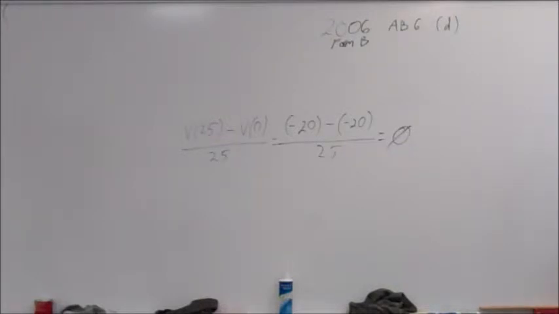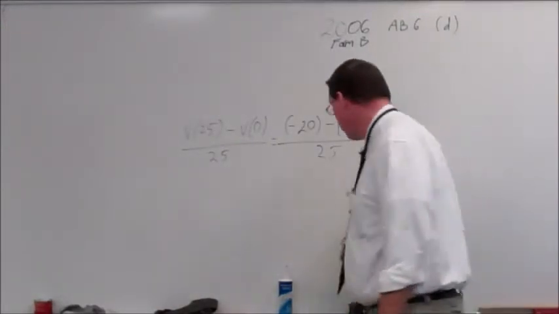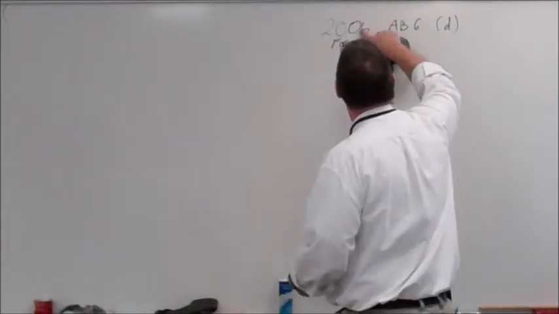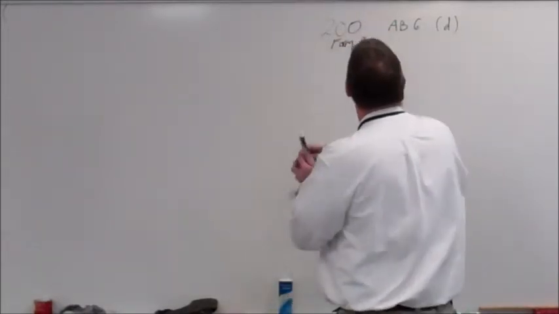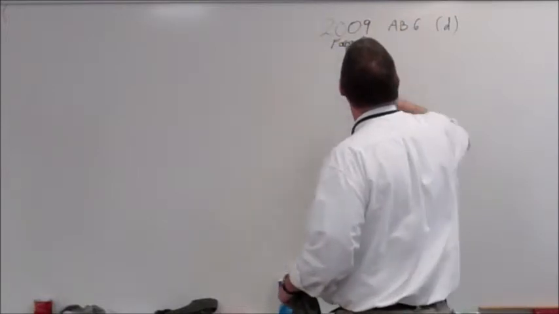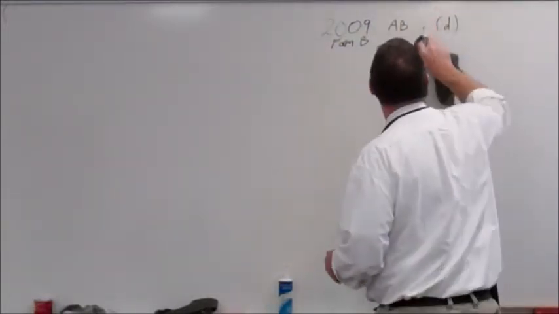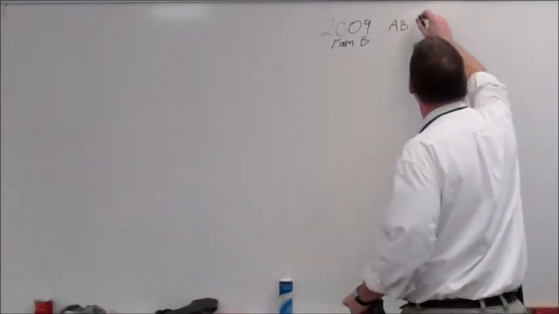Let's do 2009 Form B, question number 3, and we're going to do part C. We're just going to do part C. Read part C to yourself or out loud, if you want to, while I write this stuff up here. 2009 Form B, AB. This is question 3, and we're going to do part C.